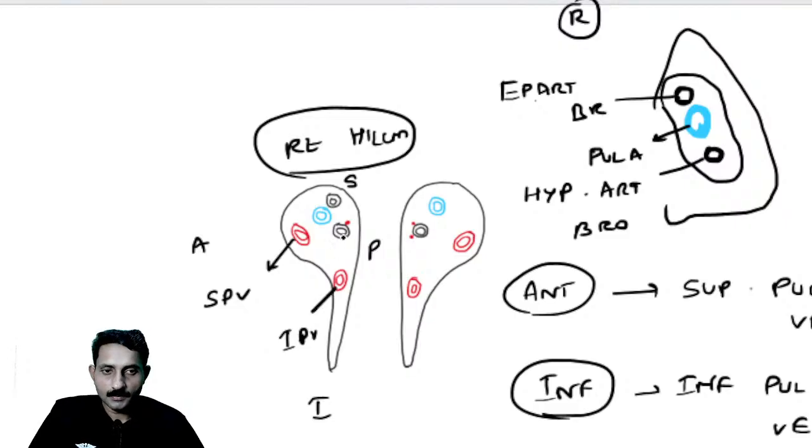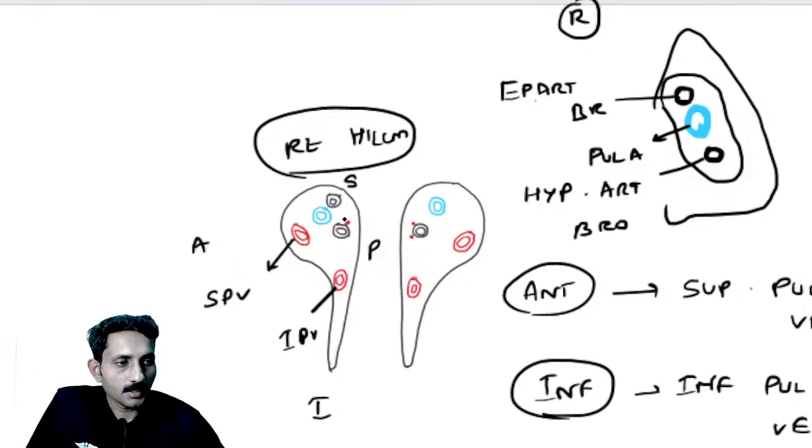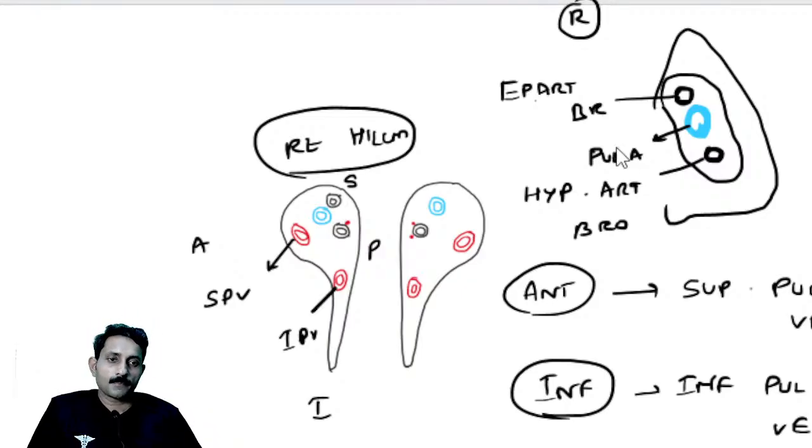On the right hilum, we got a pulmonary trunk. Above that, we got eparterial bronchus, and this is the one I just zoomed and showed you. Eparterial bronchus and hypoarterial bronchus. And the anteriormost structure, if you apply the rule, will be what? The superior pulmonary vein. Inferiormost structure will be inferior pulmonary vein. That's all. One more structure is there called bronchial artery.